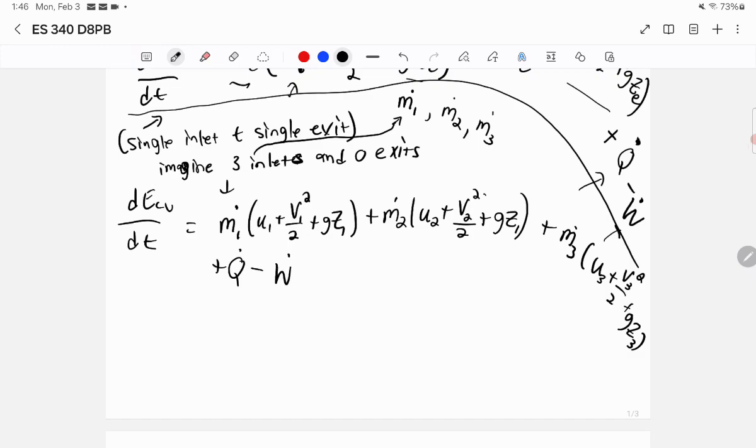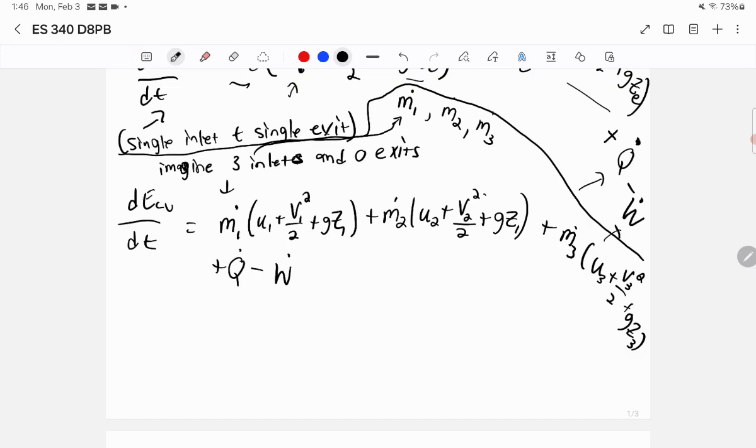Okay, so I should have put this like this so that it's inside of there. There we go.